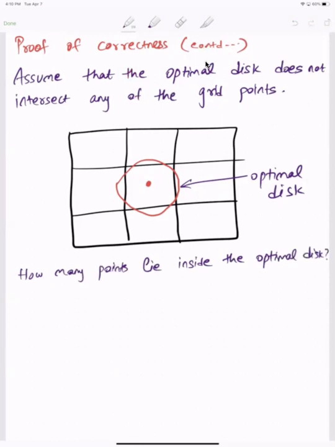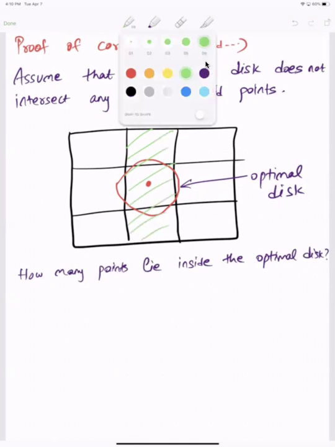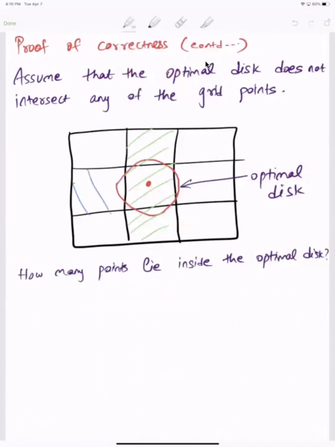Well, first, you can see this. The disk lies completely inside this vertical strip and inside this horizontal strip, and each one of them contains k over 4 points. So what's the answer? At most, k over 4 plus k over 4, which is equal to k over 2.